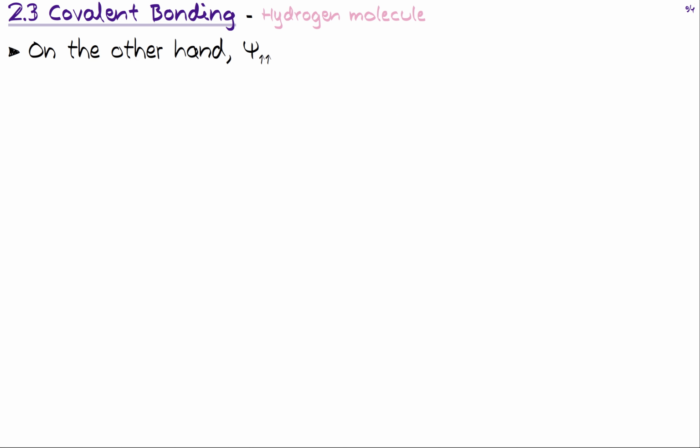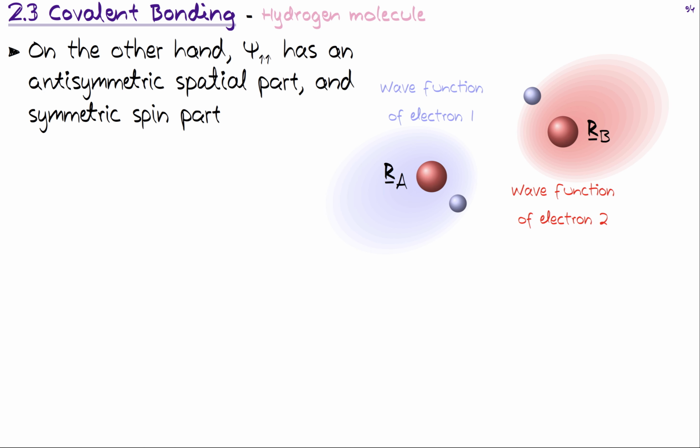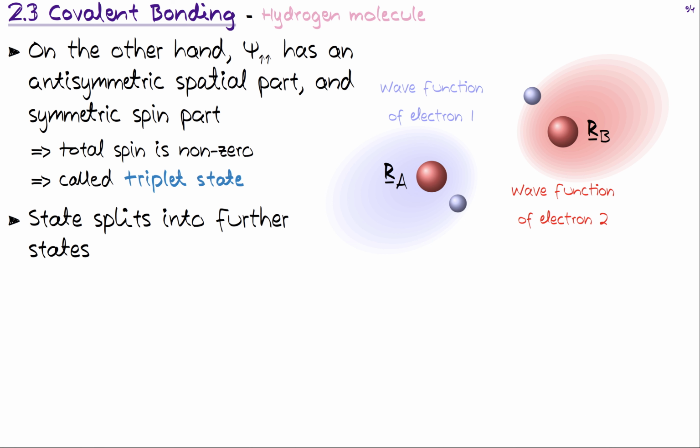On the other hand, when we have psi with two spins upwards, this has an antisymmetric spatial part and a symmetric spin part. This means that the total spin is not zero, and subsequently this is called a triplet state. The reason it's called a triplet state is that this state splits in terms of its energy eigenstates into further states when we place it into an external B field. So we say that the energy structure has fine structure, and it splits. Because of that, it's also called a triplet state.